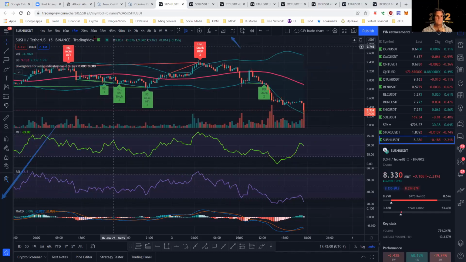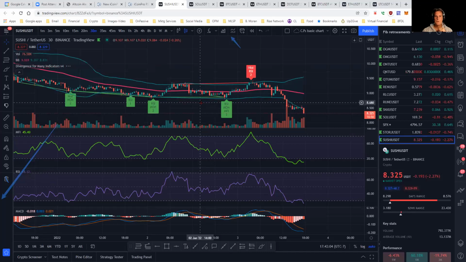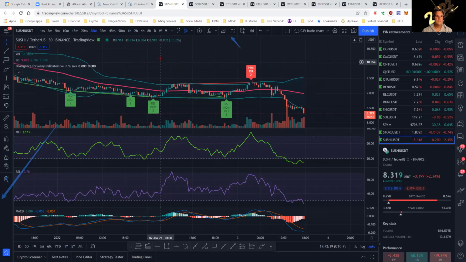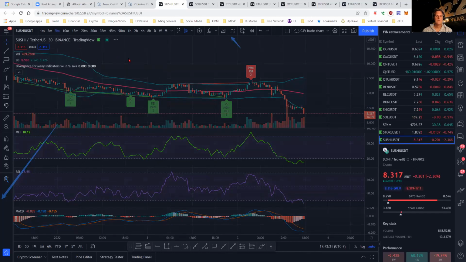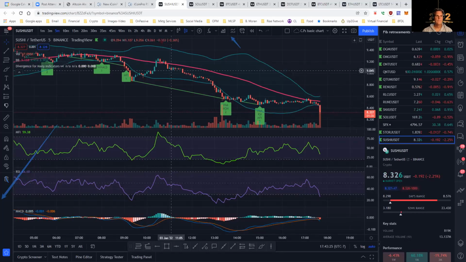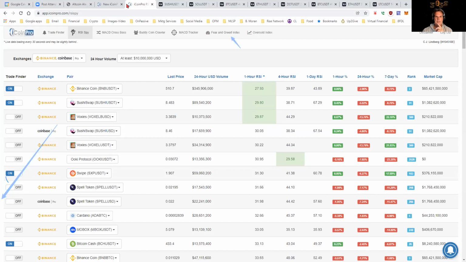You can go out longer than 15 minutes, 30 minutes or so. Obviously, there'll be fewer indications or alerts on the indicators, but the longer you go out, the more reliable they are, generally speaking. All right. Any questions on Sushi? Okay, so that's the RSI SPY.